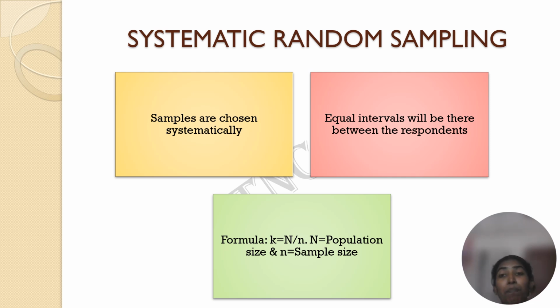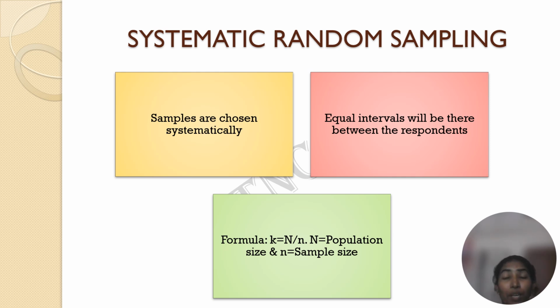Next, 15 plus k, 15 plus 10 is equal to 25. Then the 25th person in the list will be your third respondent. Then the 35th person in your list will be the fourth respondent. So it is just using the formula k is equal to N by n.